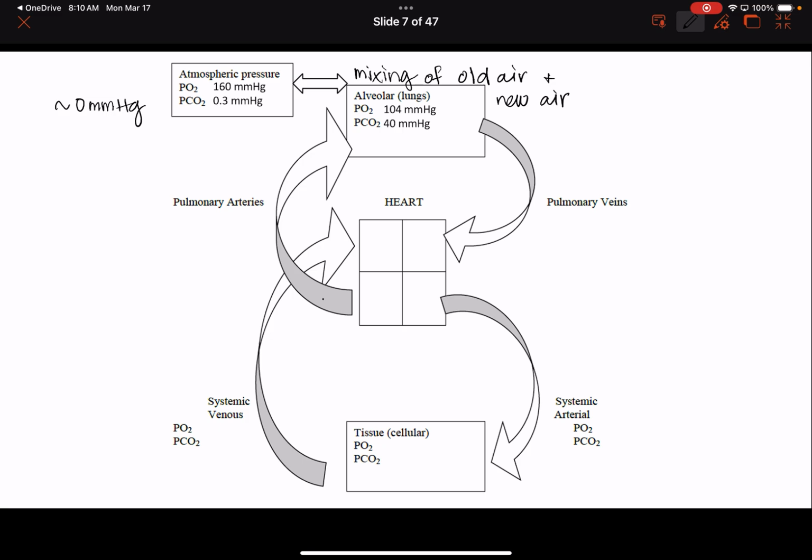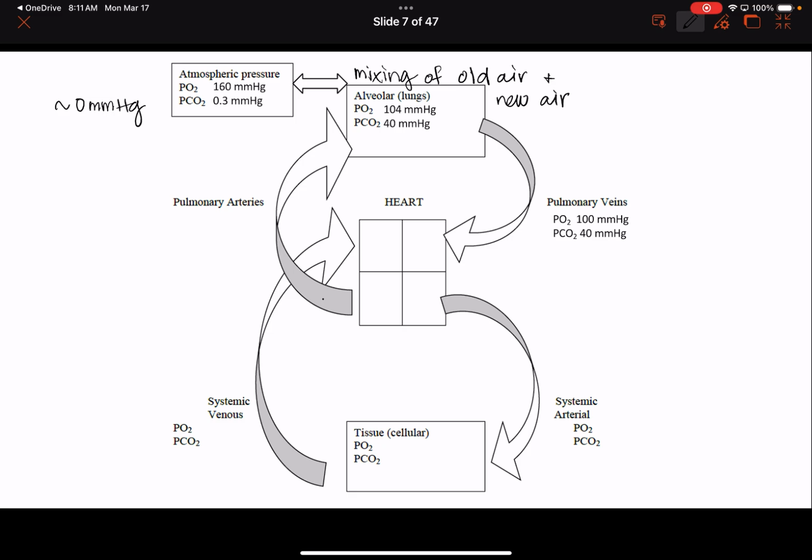And so after that mixing of old air and new air, we get new partial pressures where the PO2 is going to be 104 and the PCO2 is going to be 40. And so it's here at the lungs that we're going to exchange CO2 and oxygen with our blood. And once we have that diffusion of oxygen into the blood and CO2 into the lungs, we come up with new pressures. So at the pulmonary veins, which will be exiting the lungs, our PO2 should be 100, while our PCO2 should be 40.